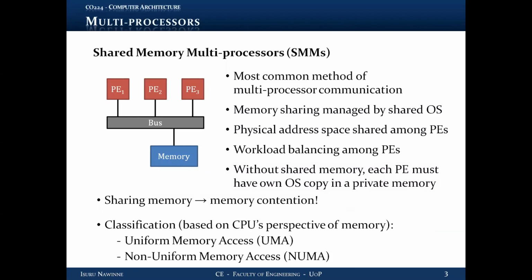Then, based on how each CPU sees the memory, from the perspective of the CPU of the memory, there are two definitions, two classes. We classify multiprocessor systems into two classes. One is uniform memory access. The other one is non-uniform memory access. Uniform memory access is usually referred to in short as UMA, and non-uniform memory access, NUMA.